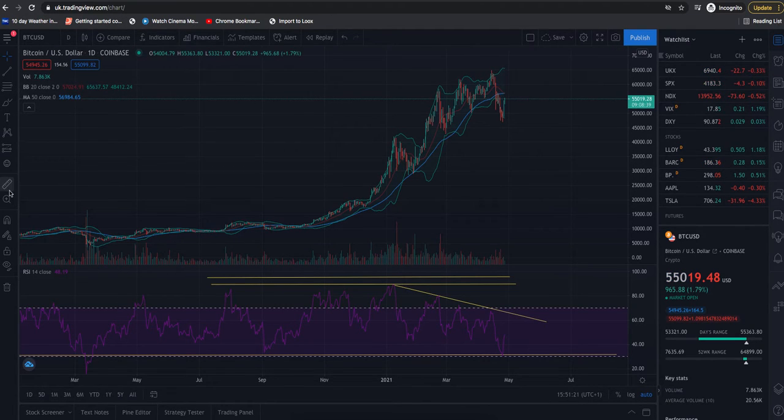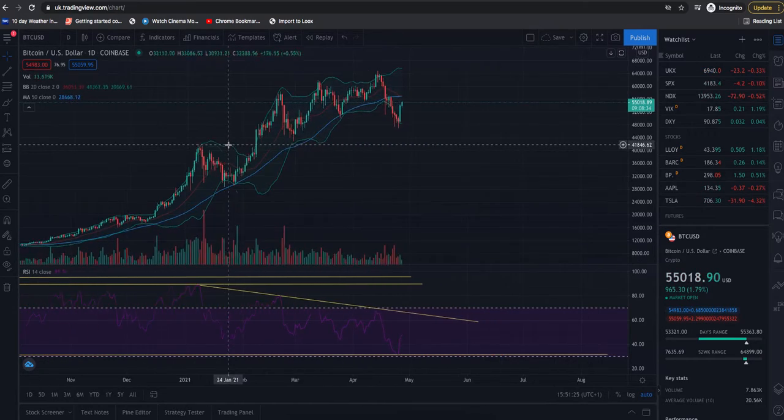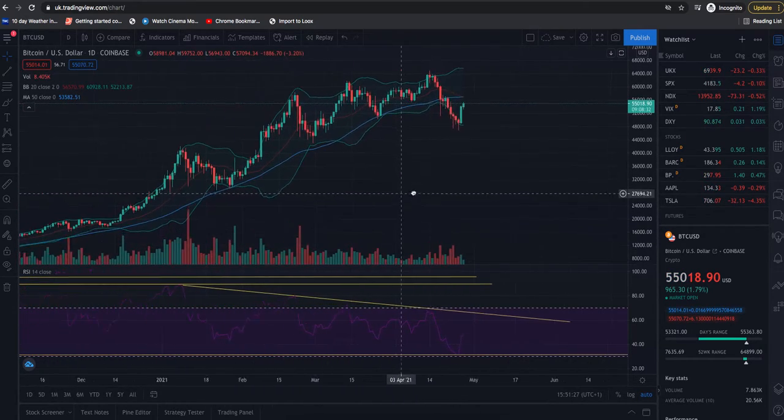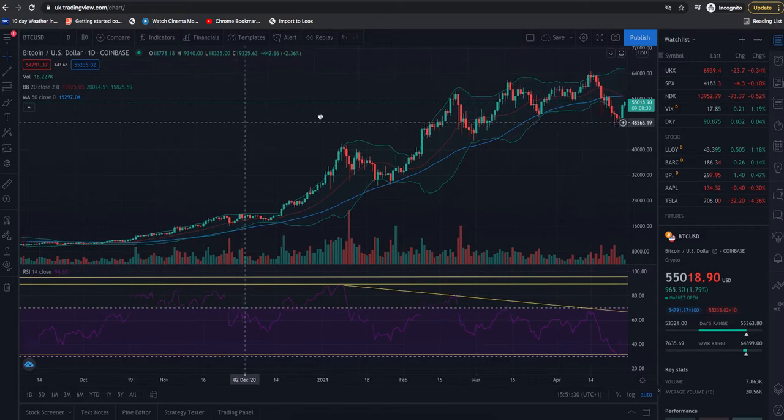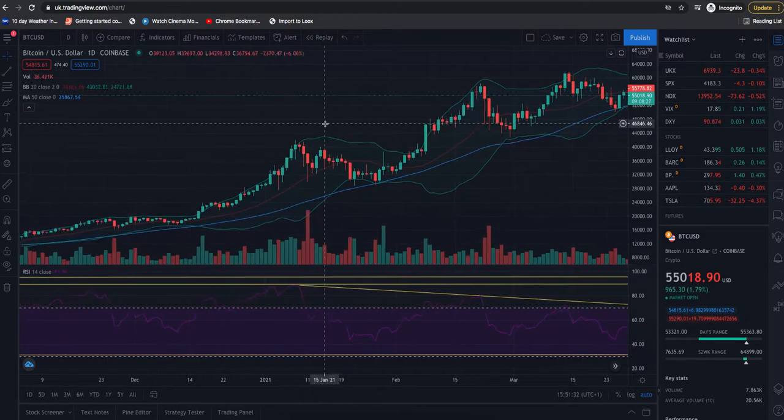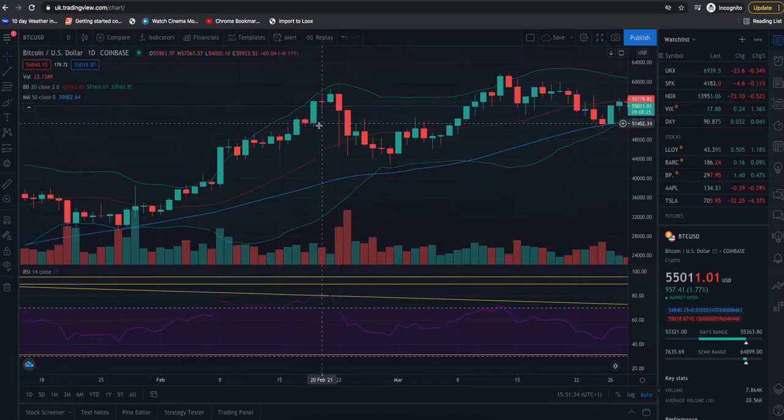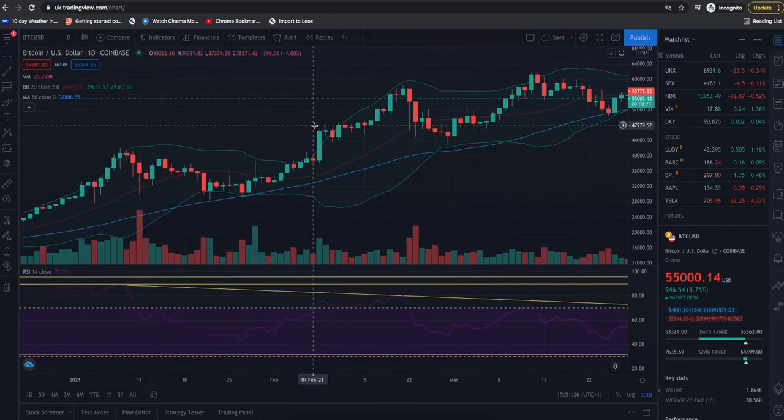Yeah, we'll go through these ones as and when we get to them. We'll start with the support lines and how the candlesticks work. So let's zoom out a little bit. You zoom out by scrolling your mouse.